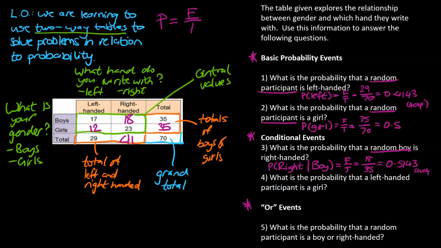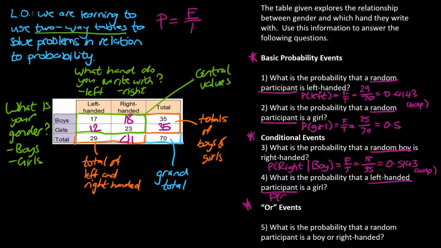And again, that was rounded to 4 decimal points. So hopefully that made sense. We're not looking at all participants, we're just looking at the boys. And in question 4, what is the probability that a left-handed participant is a girl? So again, left-handed participant, we're not looking at all of the participants. We've only been asked to focus on the left-handed ones.